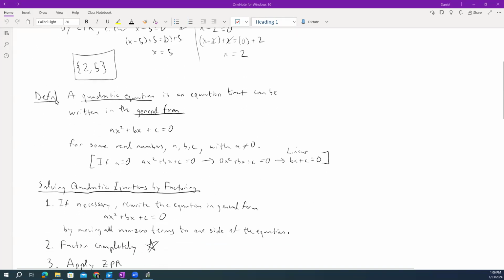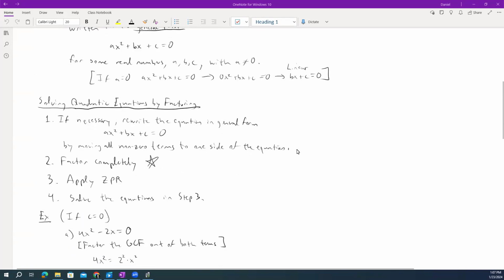Okay. So let's say a quadratic equation is an equation that can be written in this general form: ax squared plus bx plus c, where a, b, and c are some real numbers with a not equal to 0. And anytime in a definition it tells you that this constant can't be equal to something, you should probably ask why. Right? So if a were equal to 0, then ax squared plus bx plus c would be the same thing as 0x squared plus bx plus c, right? But 0x squared is just 0, so that's gone. So that's just the same thing as saying bx plus c is equal to 0, which makes this a linear equation, not a quadratic equation. And so that's why a is not equal to 0.